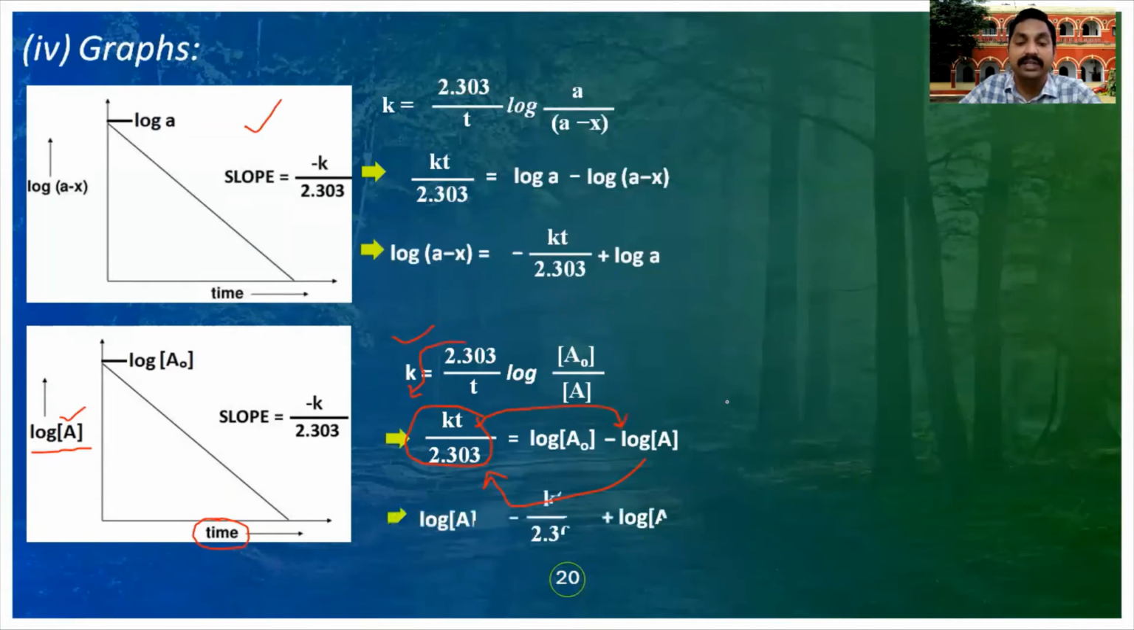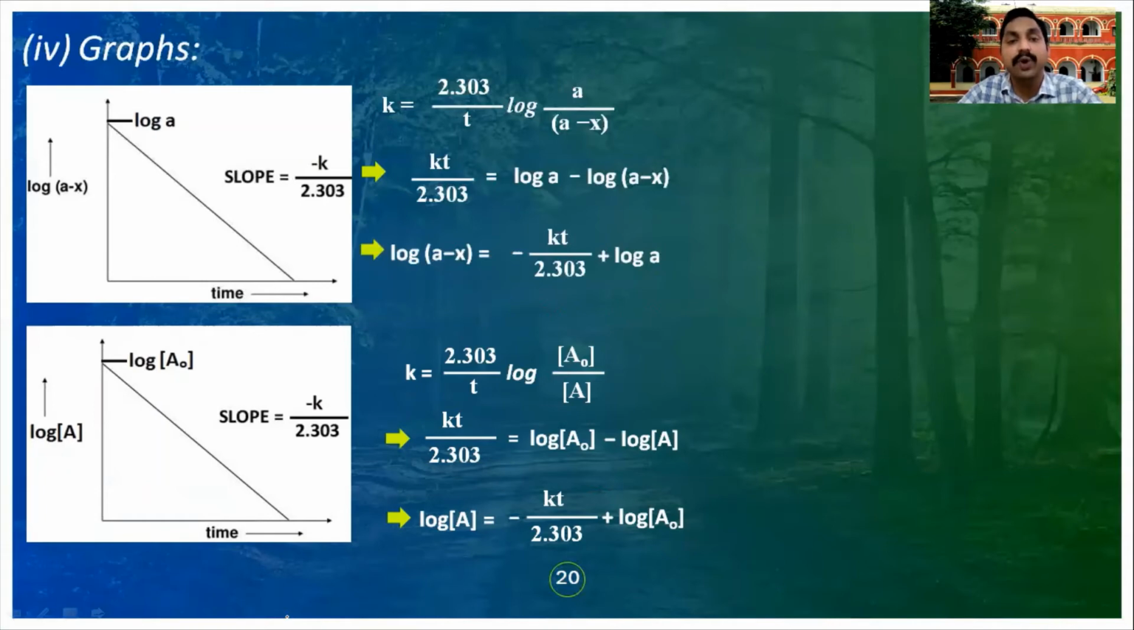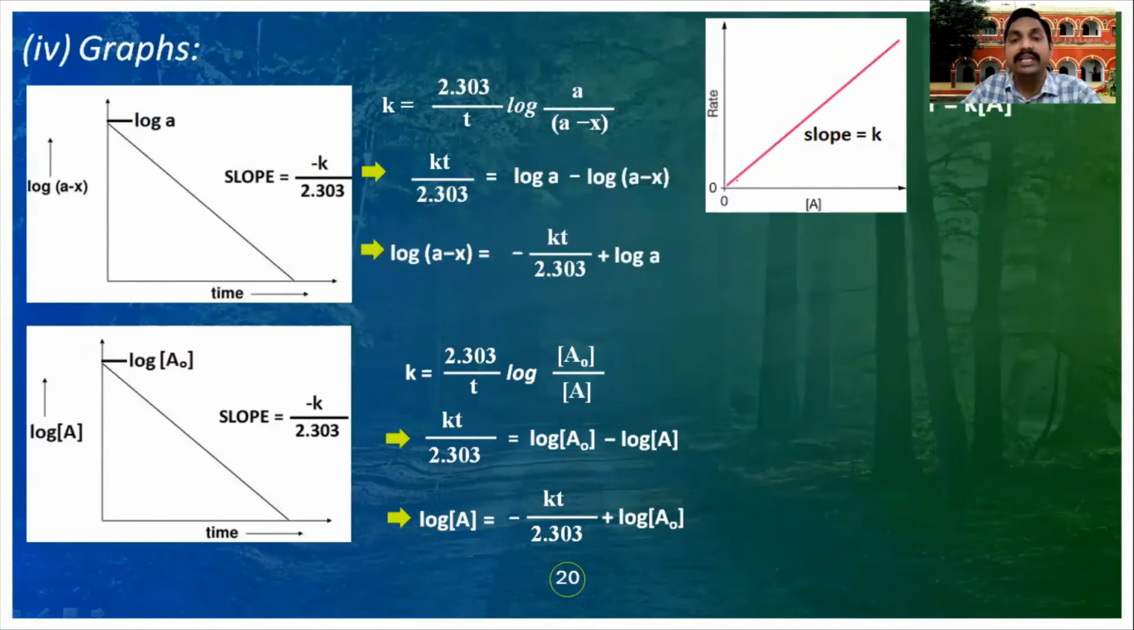Now we will get it in the form of y is equal to minus mx plus c. Again, slope is equal to minus k by 2.303. Now let us plot a graph between concentration of A and rate of reaction. So concentration versus rate, it will be like this. It is a y is equal to mx graph.